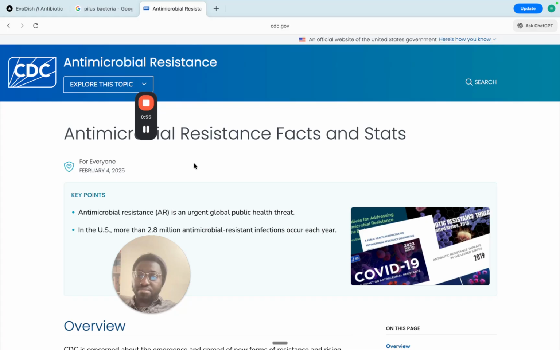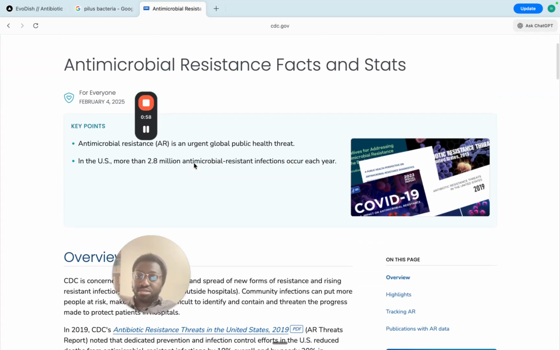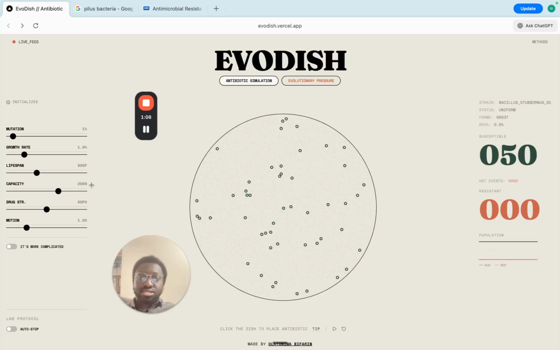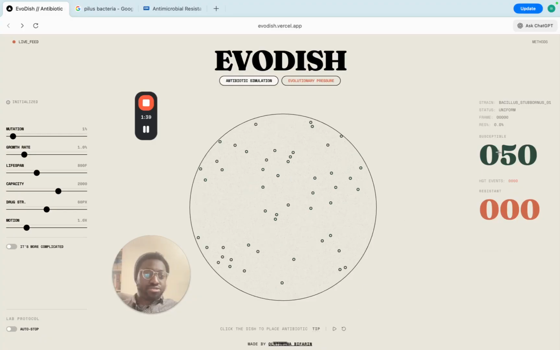Antibiotic resistance has been a problem, and it's actually an urgent global public threat. So anyways, this very simple hub has three major components. You have this control panel, if you will. This is our petri dish, and then on the other hand, this stats panel, we could call it. And we have a strain called Basilicus stubbornus. There's really nothing like that, but this is just something I came up with for this project.